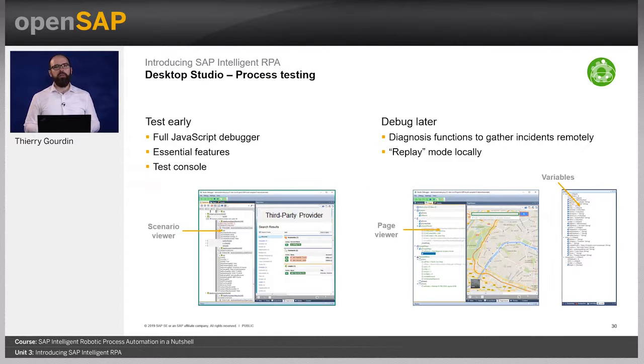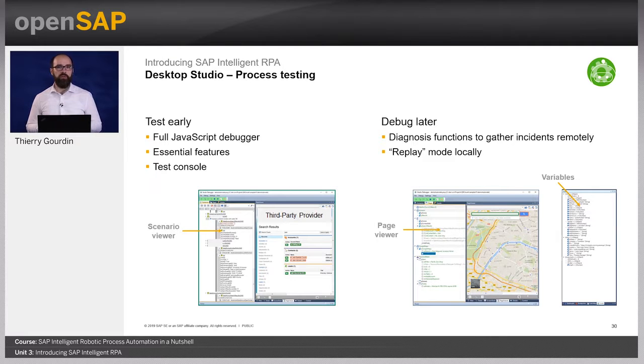When writing code, it is necessary to have a test and debug tool. And the sooner you can test, the better. For that purpose, the Desktop Studio contains a full JavaScript debugger with essential features in it: step-by-step execution, variable watch, breakpoints, and so on. The process testing is very useful after the production deployment as well, when you need to maintain the script, for example.